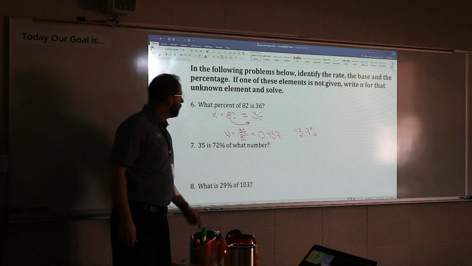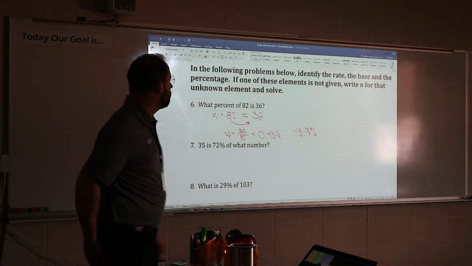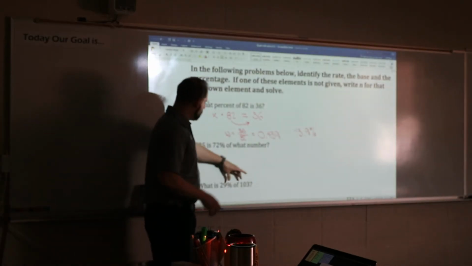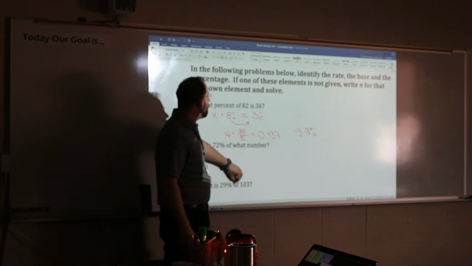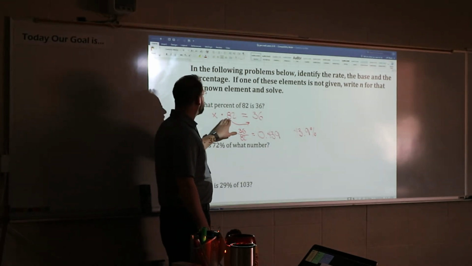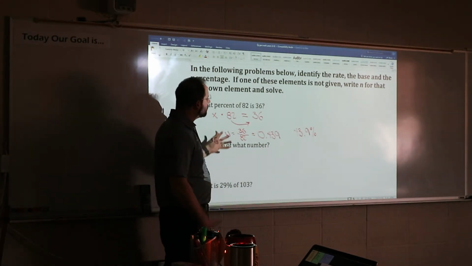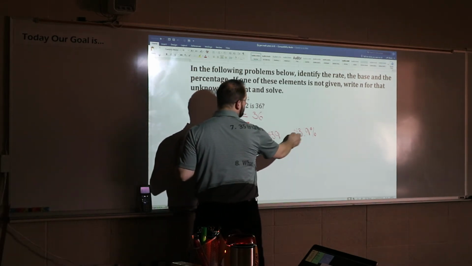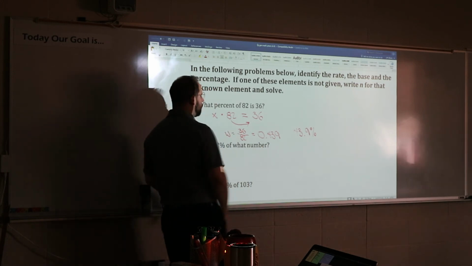Okay, are we good with that? If the numbers are on the same side, like on this one, you just have to multiply. So if the x is on the side with the number, divide the number over. On this one, we had to move the decimal back a couple spots, because they wanted the percent. On some of these, you don't have to, they don't ask for the percent.